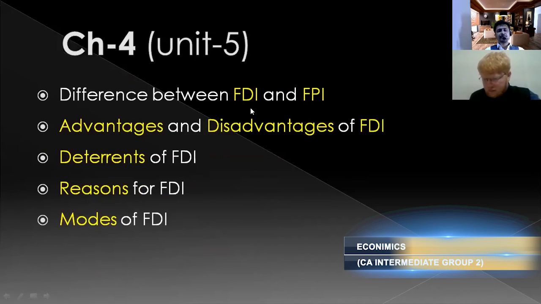And finally, in the fifth unit of the fourth chapter, the students should study the difference between foreign direct investment and foreign portfolio investment, both advantages as well as disadvantages of the foreign direct investment, the deterrents of FDI, that means the factors which discourage FDI in a particular country, then the reasons for foreign direct investment, and finally the different modes of FDI. So these are the important topics which the students should actually study before they go for the examination.